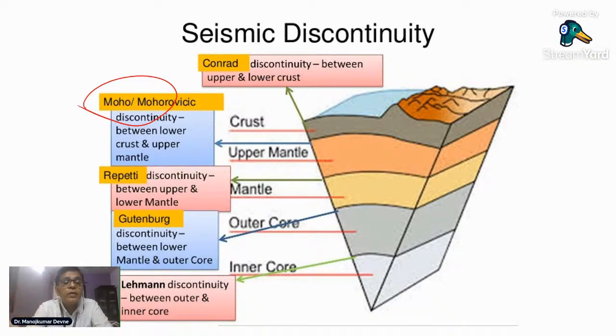As I go further into the interior, between the upper mantle and the lower mantle, I have this discontinuity which is called the Repetti discontinuity. Gutenberg is the discontinuity, one major discontinuity between the mantle and the core. And within the core, you will see that you have one discontinuity which was discovered by Lehmann. And that's basically the discontinuity between the outer core and the inner core. This is general information as far as the interior of the Earth is concerned.